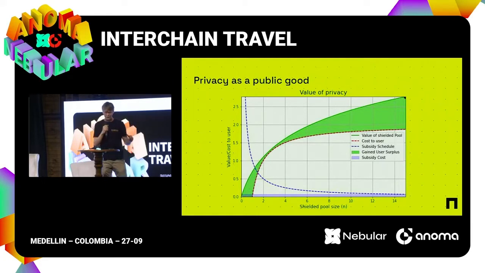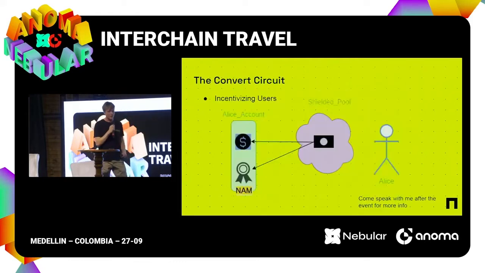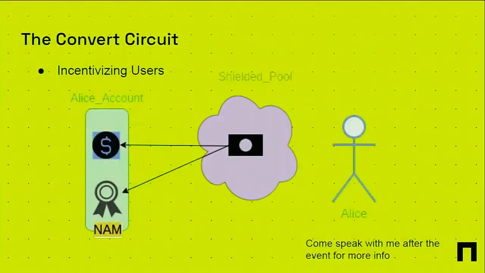And I would also like to argue that we could make this subsidy schedule finite ad infinitum. To read more about that, I will soon release a blog post. Finally, we need to be able to implement this in a way that still preserves privacy. The way we do that at Namada is through what we call a convert circuit. The details are a bit out of scope for this presentation, but please come talk to me after this talk.